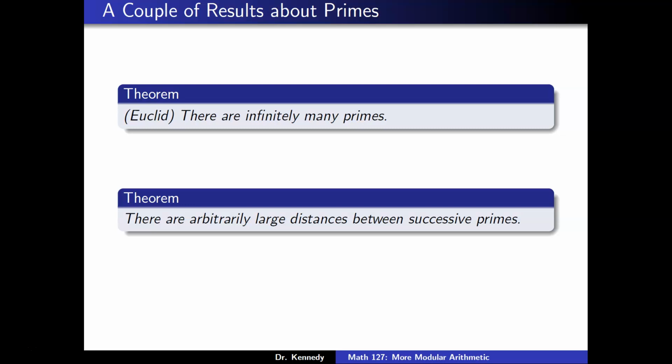As a side note, we can also go arbitrarily large distances between them. So if you want a range of 100 numbers where none of them are prime, you can do that. You can do that for any kind of gap that you want. We won't make specific use of that in this class, but you need to know these things for cultural knowledge, if nothing else.